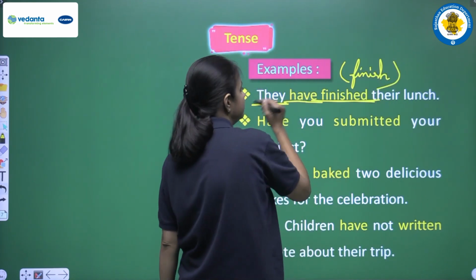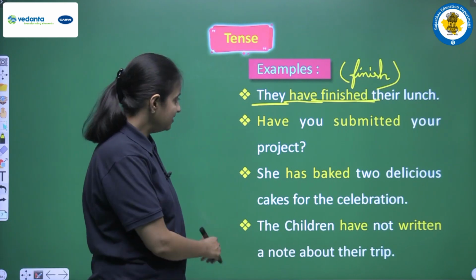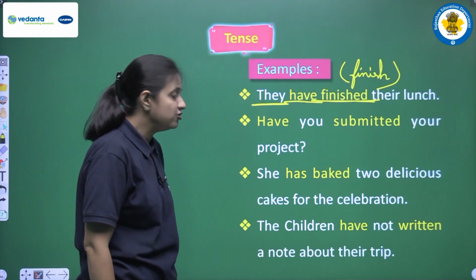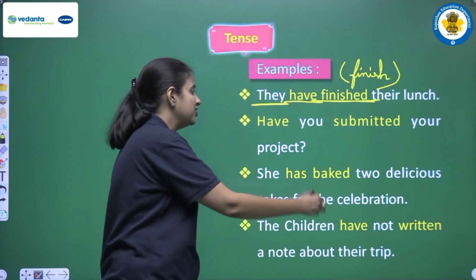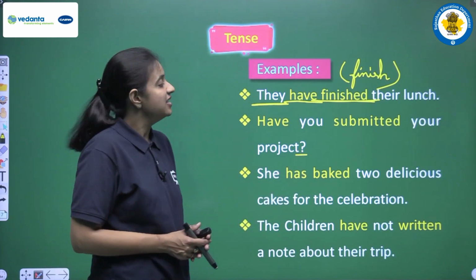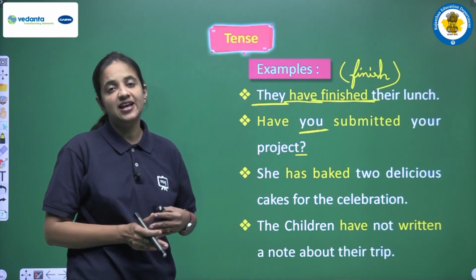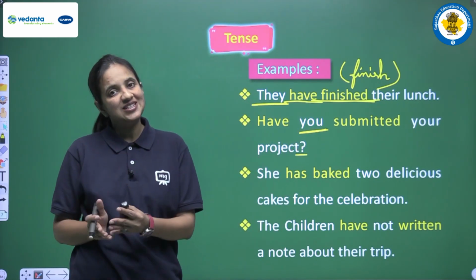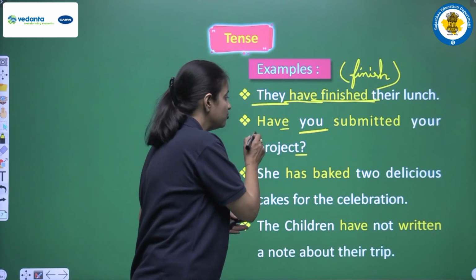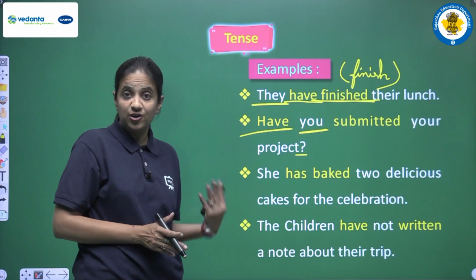So we are having, they have finished their lunch. Clear? Second is, have you submitted your project? So we are having a question mark at the end of the sentence. So this is the interrogative sentence, and we are having you as the subject. Again, you is considered as a plural one. So for plural subjects we are using have. So we have added have here at the beginning of the sentence because this is the interrogative sentence.